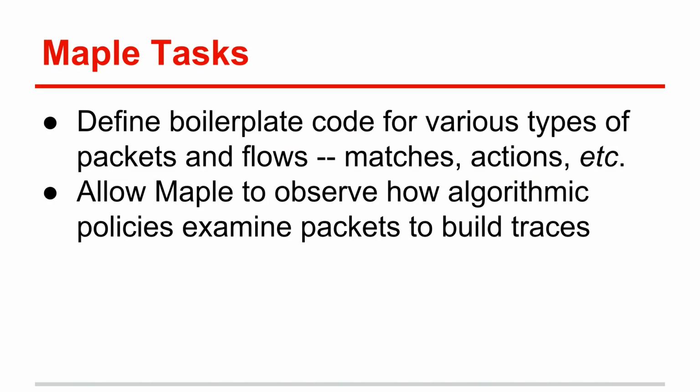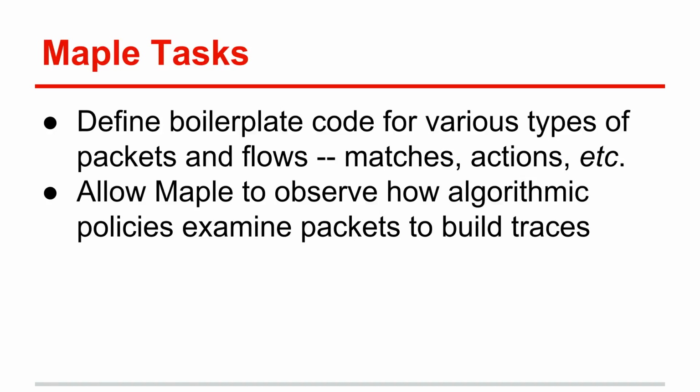On the other side of our code, in the Maple code, we first defined boilerplate code for various types of packets and flows, such as classes to define matching for flow rules and actions for flow rules, and different types of packets like ARP packets, Ethernet packets, etc. All of that was needed before we could do any kind of Maple rule generation.